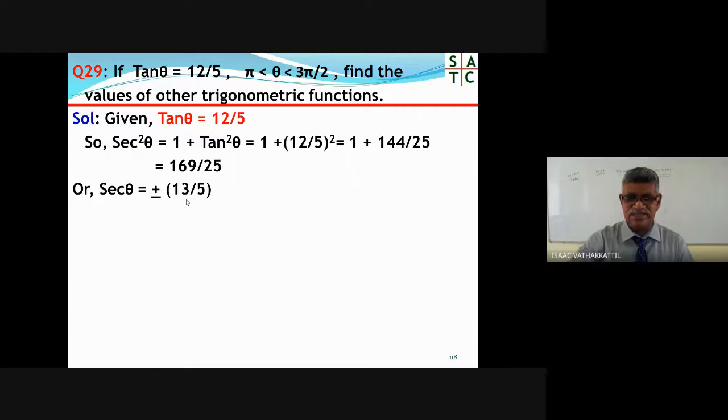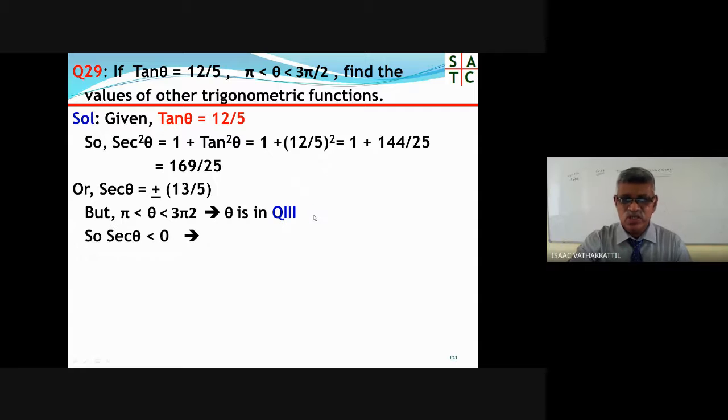In quadrant 3, only tan and cot are positive. ASTC, you remember, I have written in the quadrant ASTC. In the third quadrant, tan and its reciprocal are positive. Sec and cos will be negative in quadrant 3. So pi less than theta less than 3 pi by 2 implies theta is in quadrant 3. So sec theta is less than 0, so sec theta equals minus 13 by 5. Once you know two values, you can easily find the rest. So what is cos theta? Cos theta will be minus 5 by 13.